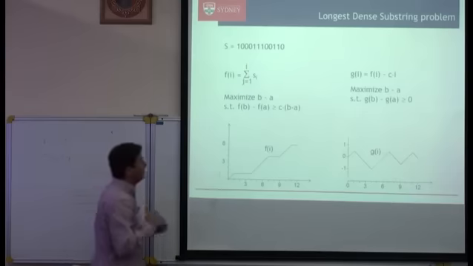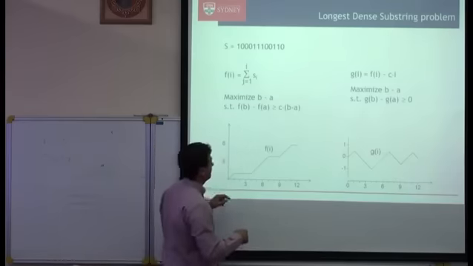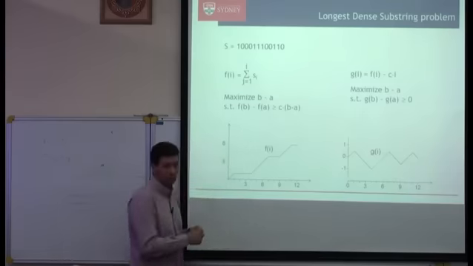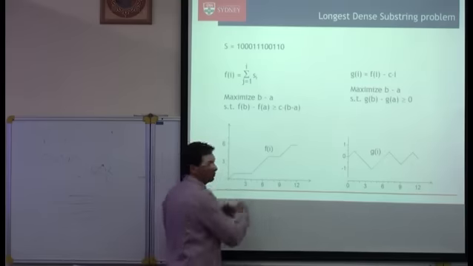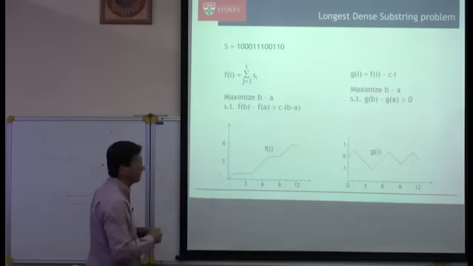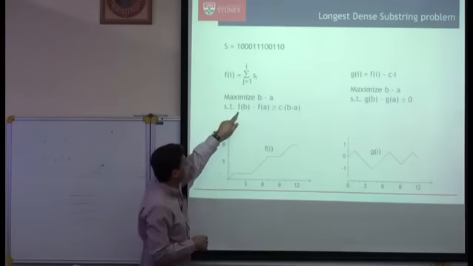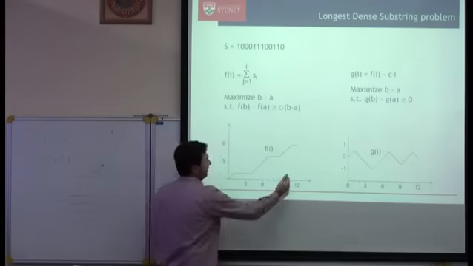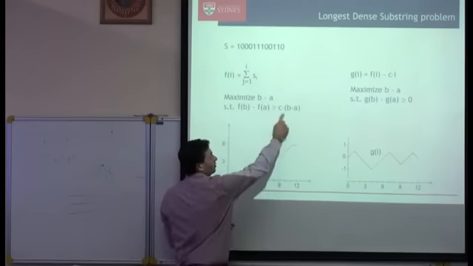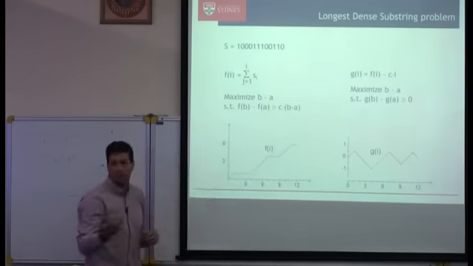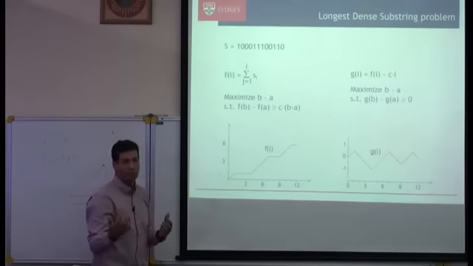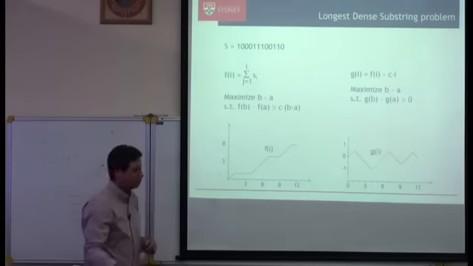Right? So now I want to maximize b minus a. So I want to maximize the horizontal sequence, the number of bits, such that if I take the number of bits at this point in time minus the number of bits at this point in time, it has to be greater than c times b minus a. So at least a fraction c has to be ones.